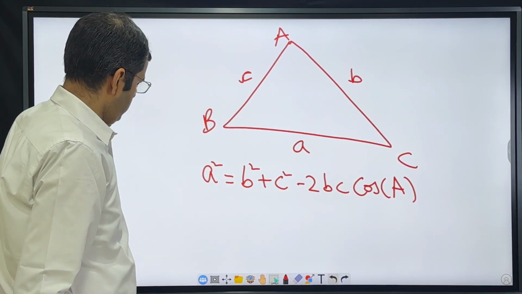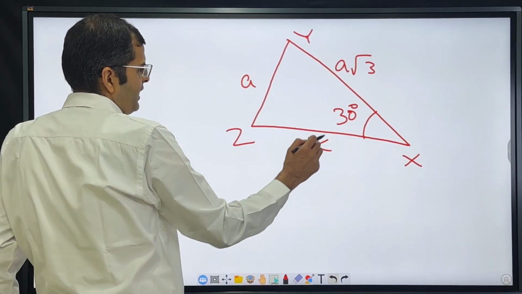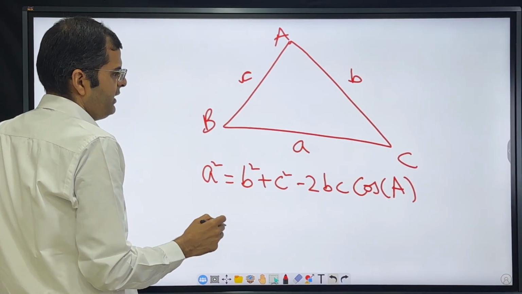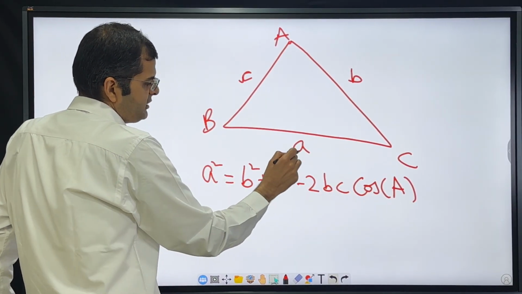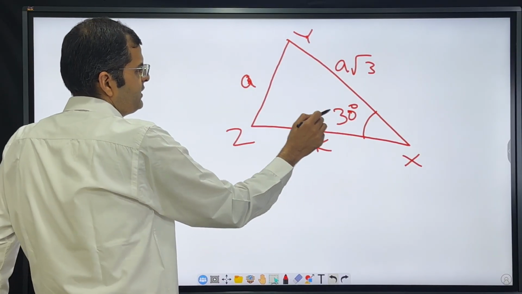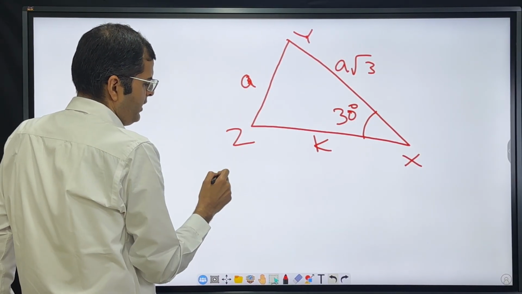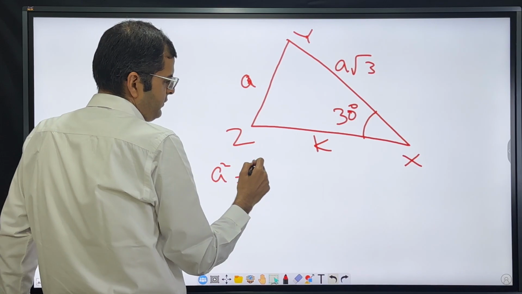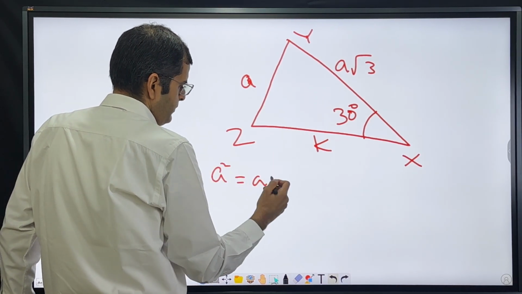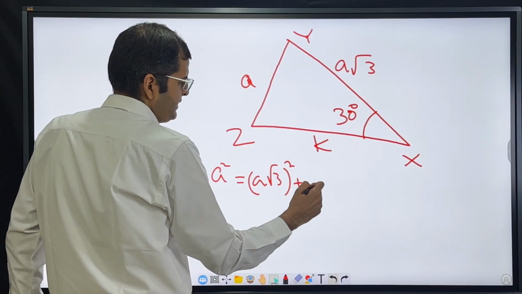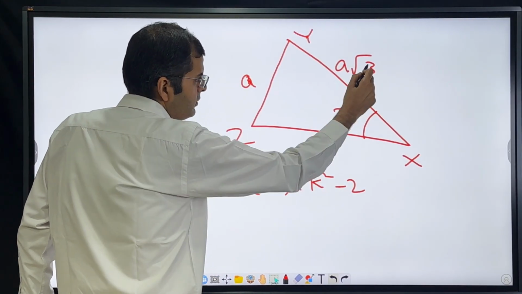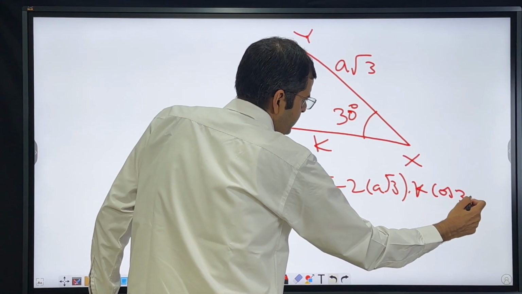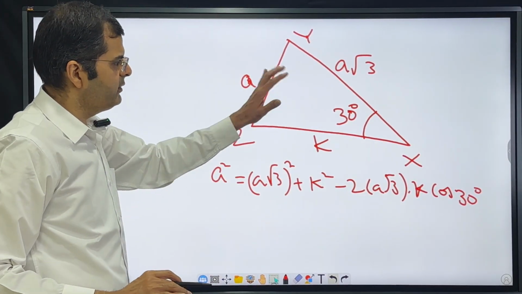Over here, if we apply the cosine rule, I know this angle is 30 degrees. So the side opposite this is YZ, which is small a. So here I can say A squared is equal to the sum of squares of these sides, which is first of all A root 3 whole squared, plus this is K squared, minus 2 into A root 3 into K into cos of 30 degrees. This is after applying the cosine rule in this triangle.